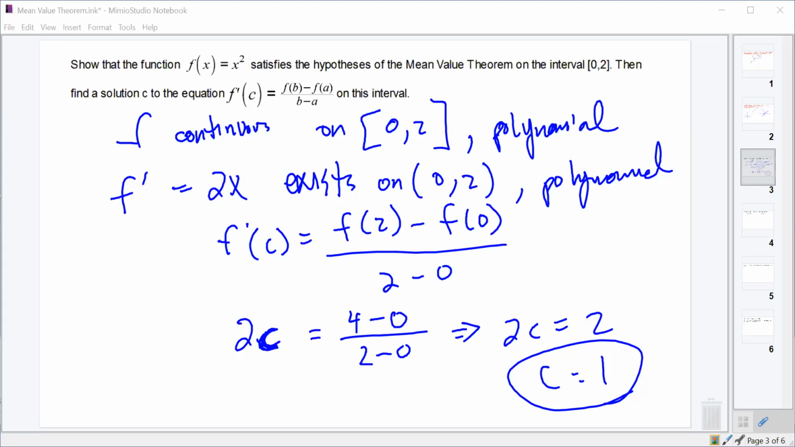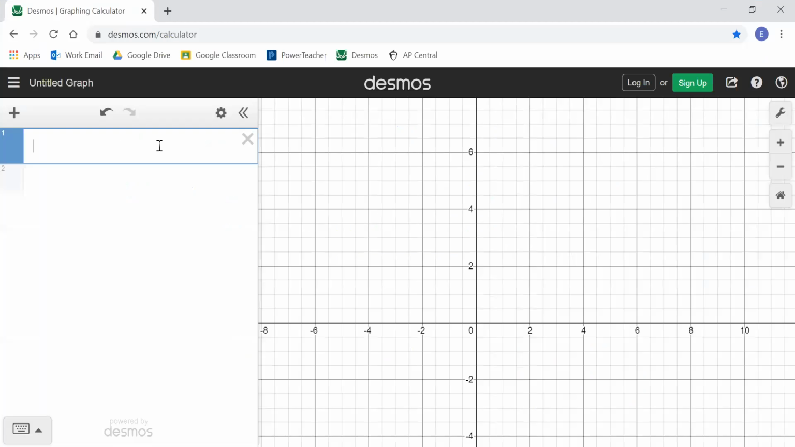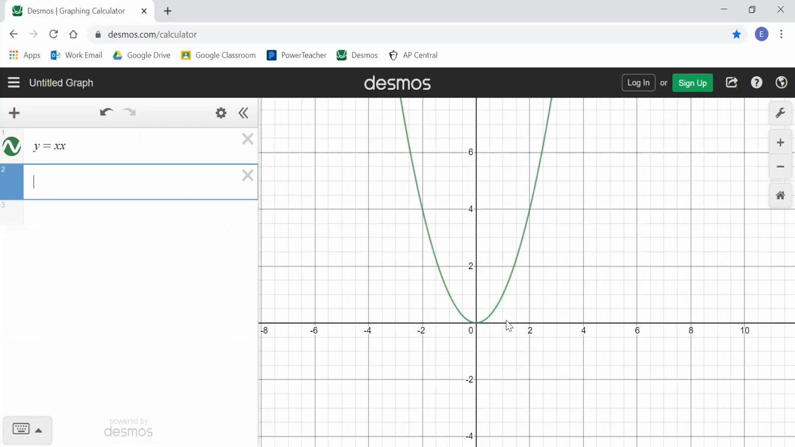And real quickly, I'm going to throw this into Desmos. I know we know what the parabola itself looks like. So there's our parabola. If we were talking about the line that goes through 0, 0 and goes through 2, 4, what's the equation of that line? Y equals 2x. Correct. So there's that secant line.